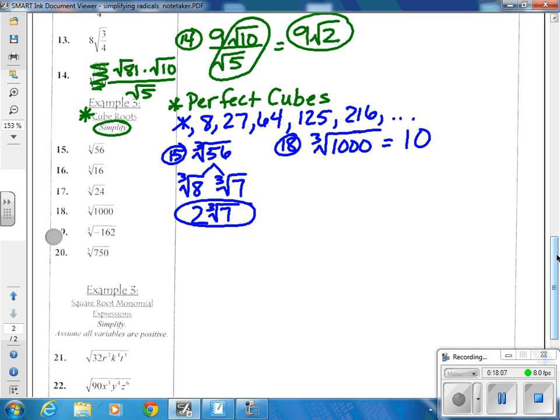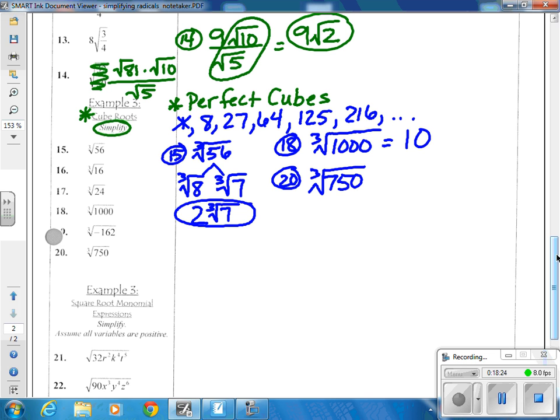10 times 10 times 10 is 1,000. So you don't always end up with a radical sign in your answer. But when you do, you have to break them down correctly. All right, so if we go to number 20, we're looking at the cube root of 750. And that's also a huge number. And if you type that in, you would see that you would get a decimal.